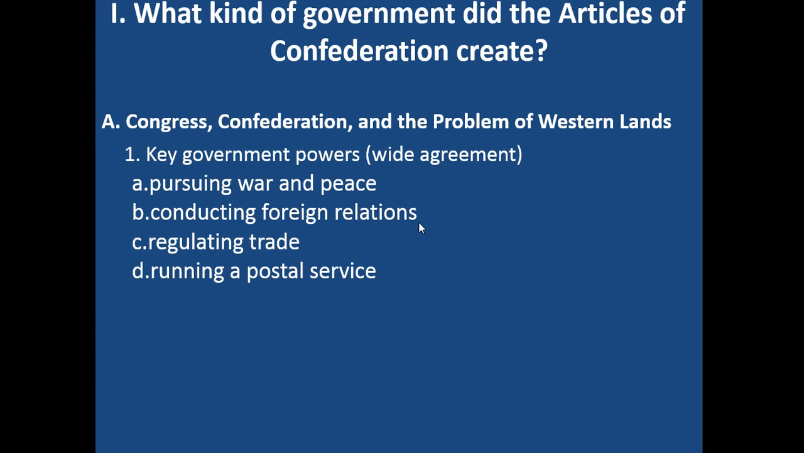You must remember that these 13 colonies, which are now the United States, are very, very different. They don't agree on everything, and we still don't agree on everything in this country. And so wide agreement was seen as something that was very important. The government also needed to do these two things at the bottom, which is regulate trade and run a postal service. Very important for those two things to have happen as well. So again, pursuing war and peace, conducting foreign relations, regulating trade, and running a postal service.